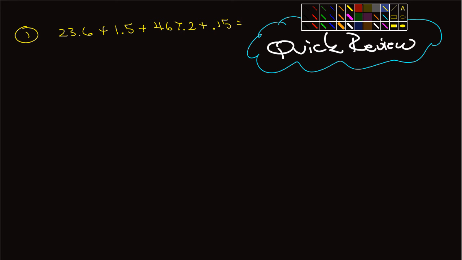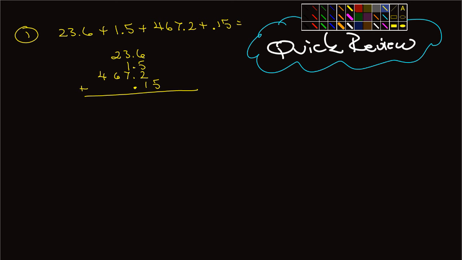Now, when you add or subtract decimals, remember the main thing is to line them up. Line up the decimals. So let's look. I'm going to put down 23.6, and then we have 1.5. Look how the decimals are lined up. And then we have 467.2, so I'll put the 4 over here, the 67.2. See how I'm keeping the decimals lined up? Then we have 0.15, okay? And then we're adding. That's all we have to do.